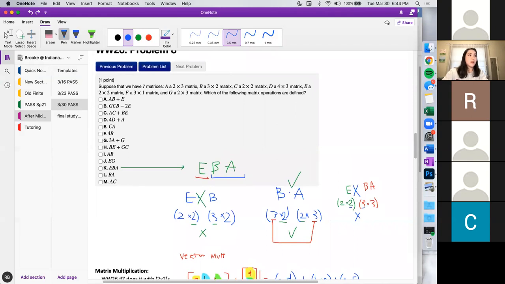Yes. I have a question. Why did you just pick EBA out of all of those? Because Mia asked earlier about what to do when you have three things multiplied together. Oh, okay. So what does it even mean by following matrix? Which of the following are defined?